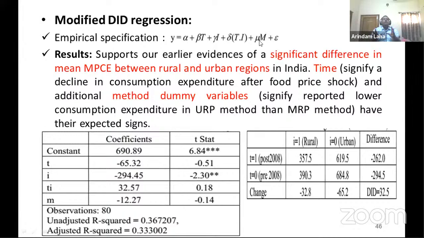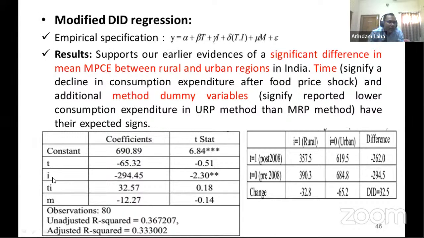Now it is possible by considering one new dummy variable, M. So the empirical specification is to some extent different. There is only one change. T is the temporal impact, I is the regional, spatial impact, and TI is the interaction term. This is the new variable. M stands for the method term. It takes value 1 for the uniform reference period and value 0 for the mixed reference period. Now we have found a similar kind of result. There is no change in the result, but the result is now becoming robust. It is now appealing to the readers of the particular journal.